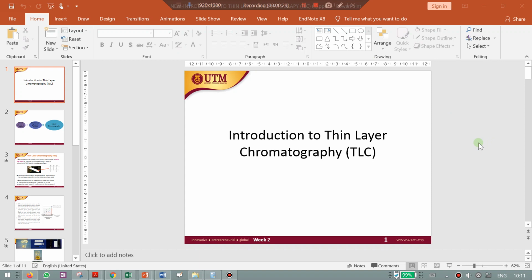But thin layer chromatography has some weaknesses. For example, it cannot confirm the identity, it is just for screening purposes, and thin layer chromatography is not very good in reproducibility and also accuracy, right? But again, thin layer chromatography is for the screening process.